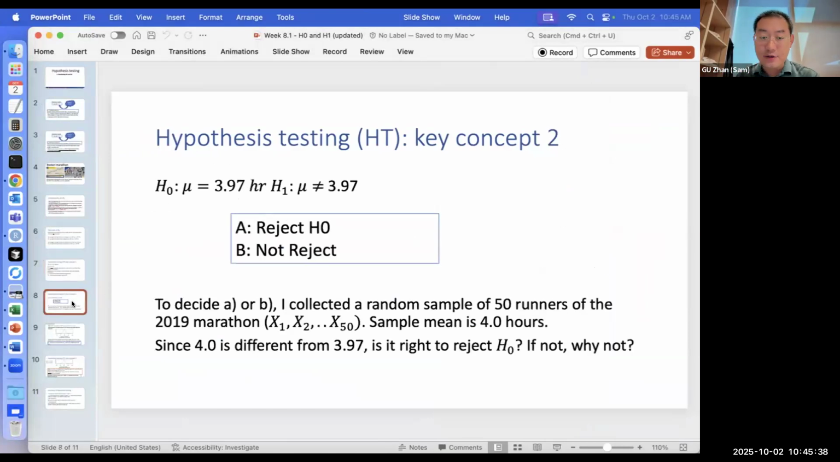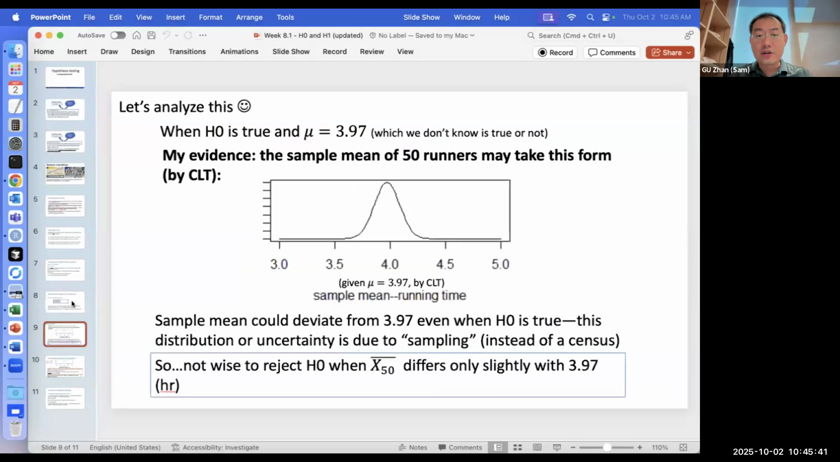That's hypothesis testing. To decide whether to reject or not reject, we need to look at the sampling distribution of the mean. Based on the CLT, we know that the sampling distribution of the mean will be normally distributed if the sample size is greater than 30. My first question is: what is this curve you are seeing here? What is this distribution? This distribution should be the sampling distribution of the mean.